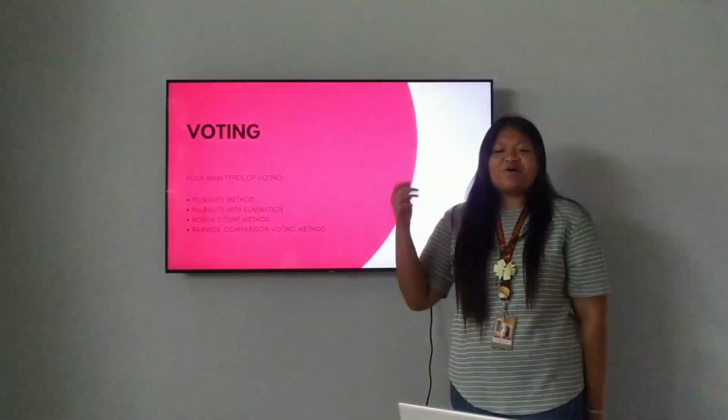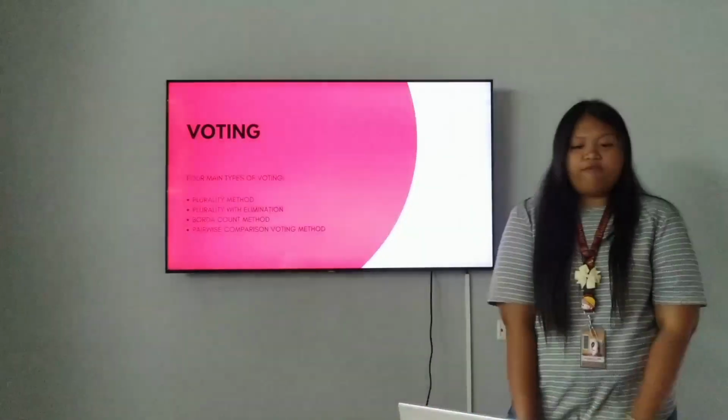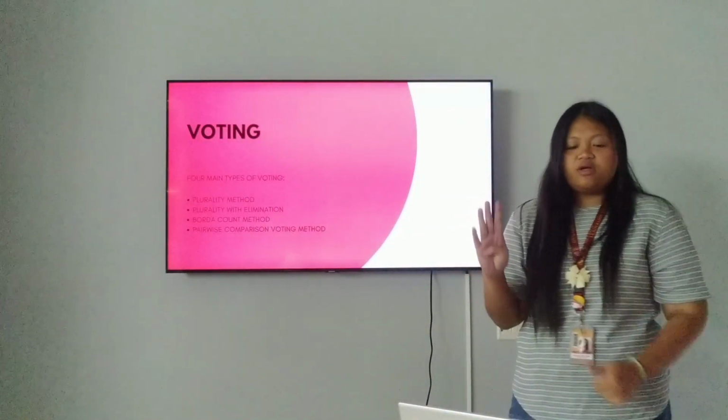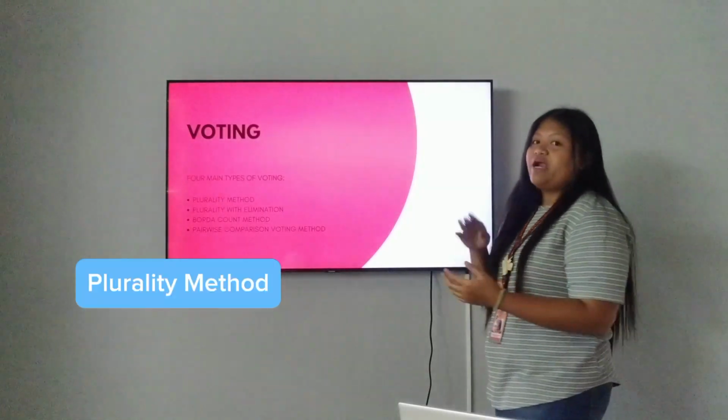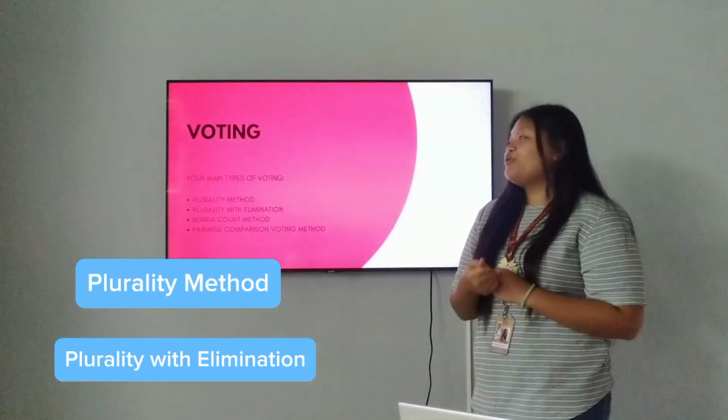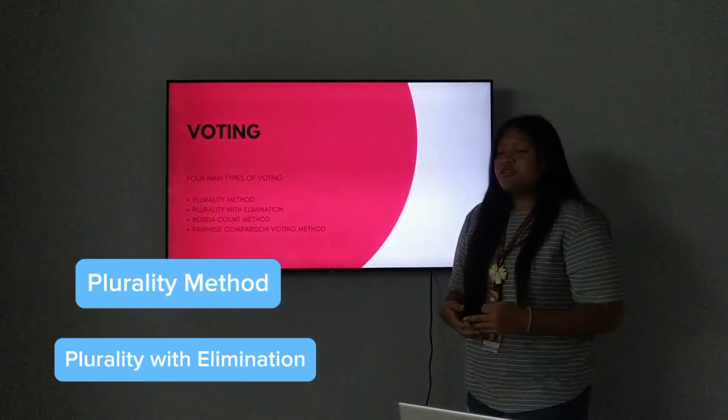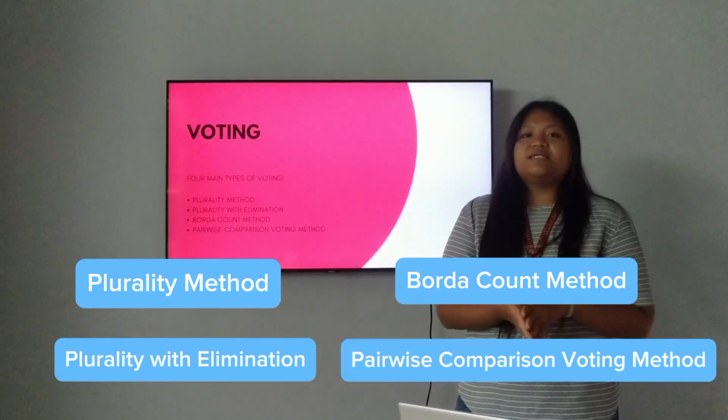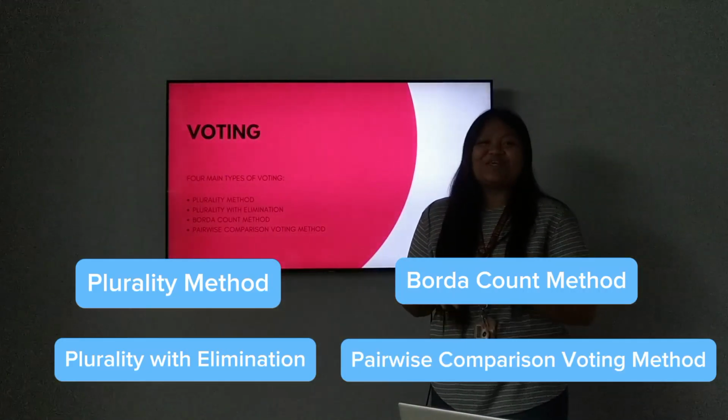Now, let's talk about voting. Voting has four main types. These are the plurality method, the plurality with elimination, the Borda count method, and lastly, the pairwise comparison voting method.